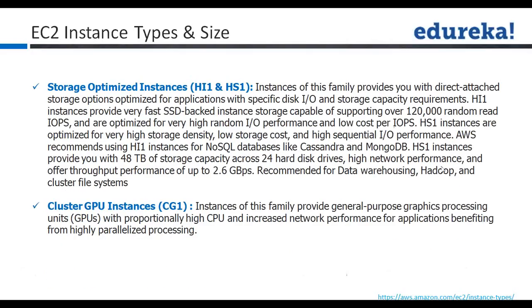In storage optimized instances, like HI1 and HS1, you get more storage. It can go up to 48 terabytes of storage capacity. And the cluster GPU instance provides cluster computing. So they are good for general purpose graphics processing units, GPU. For the GPU purpose, Amazon provides cluster GPU instances. So those are the different kinds of instances. Based on your requirement, whether you need high memory, cluster processing, more storage, more CPU, or a standard requirement, you can select your instance type and size.